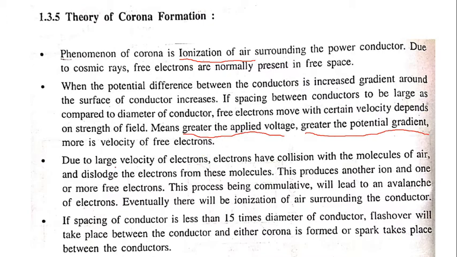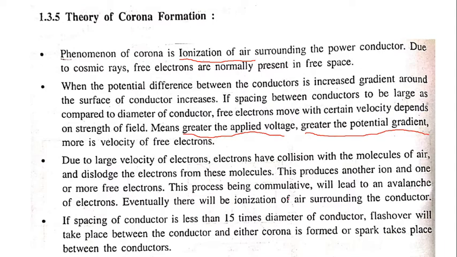Now, due to the large velocity, electrons collide with the molecules of air and dislodge electrons from these molecules. So it collides and dislodges, like in a nuclear power plant. We already studied in a nuclear power plant that whenever an electron collides, another electron is dislodged from that molecule, right? This produces another ion and one or more free electrons.